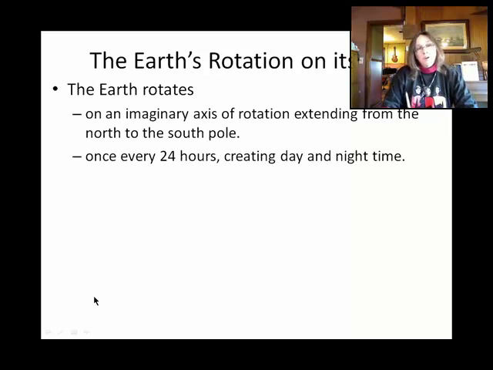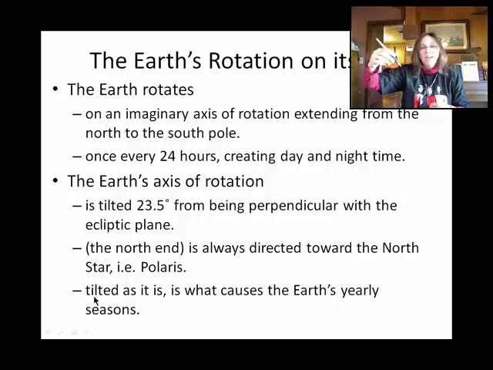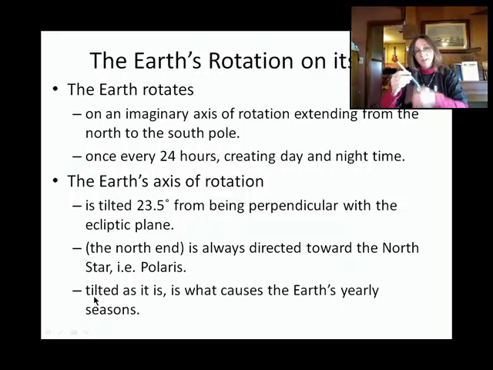So the Earth rotates or spins on its imaginary axis, an imaginary stick, okay? And as it spins, it creates our day and night. And the other thing I think we've been talking about, hopefully you're on board with, is that the Earth's axis of rotation that it spins on once every 24 hours is tilted. Whenever you go to buy a globe, its axis of rotation will always be tilted.